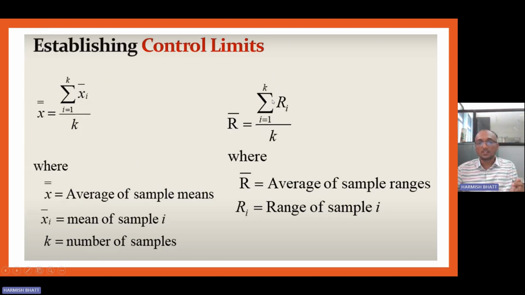Now the other equation is for R bar. Now what is R bar? To understand R bar, first of all we need to understand the value of Ri. What is Ri? Ri is nothing but the range of sample i. As I told you earlier, for sample 1, if the minimum value is 1 and the maximum value is 3, the range is 3 minus 1, which is 2. For sample 2, if the minimum value is 7 and the maximum value is 15, the range for sample 2 will be 15 minus 7, that will be equal to 8.